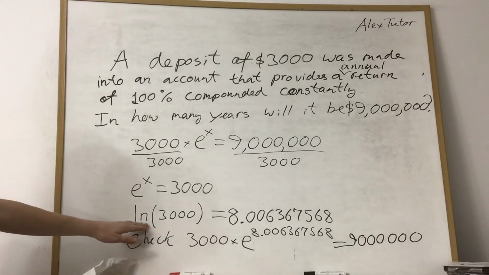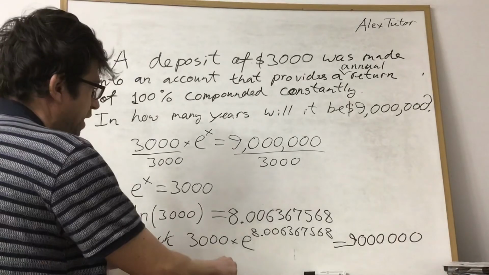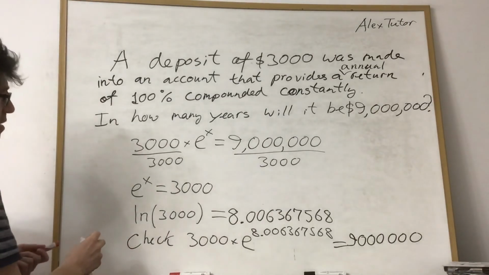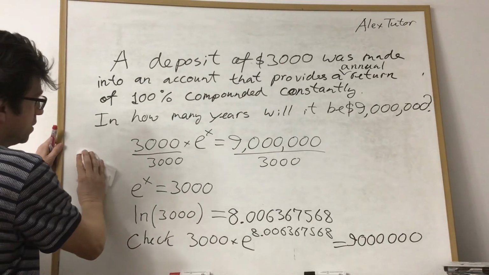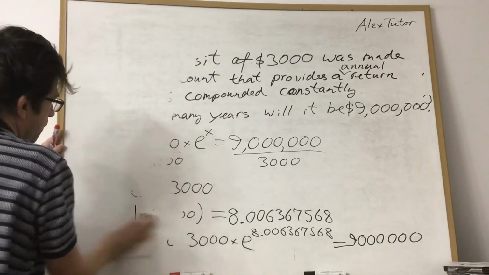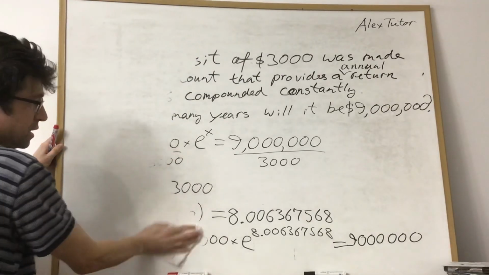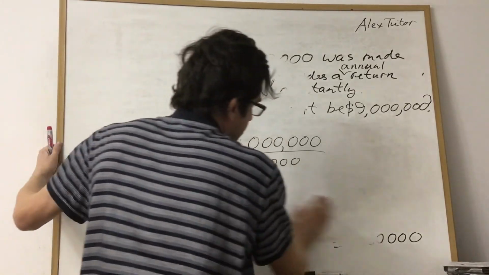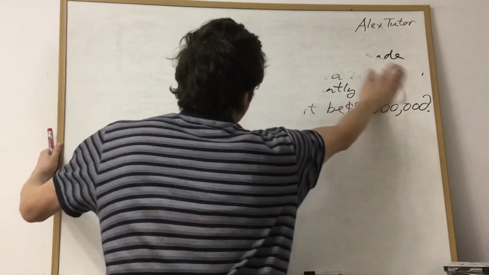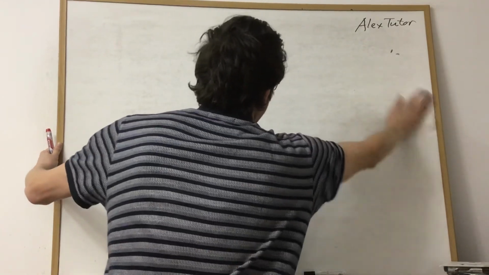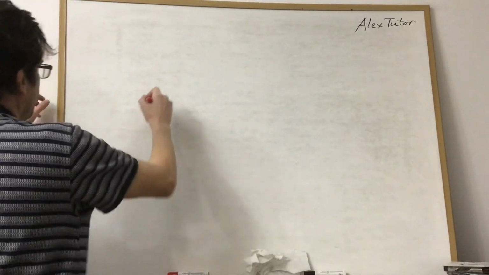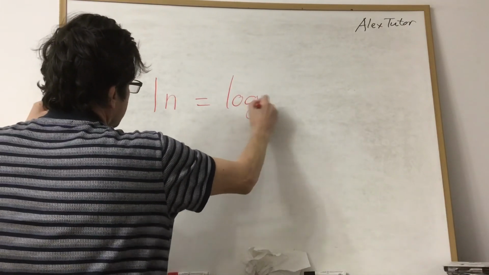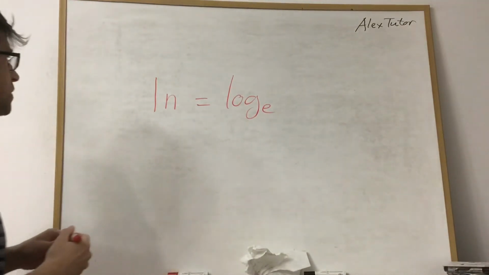What is ln? ln is basically a logarithm of e. That's what it is. Let me erase it and let me write it clearly. That ln means log e. That's what it is.